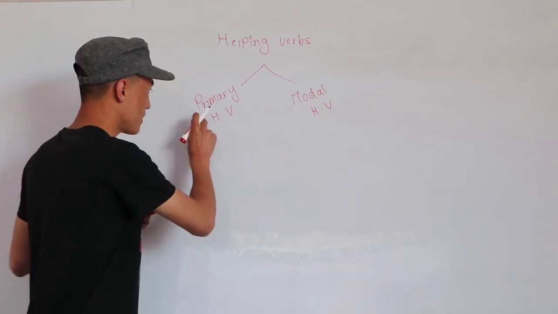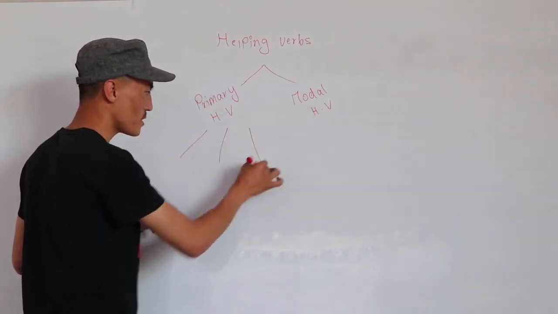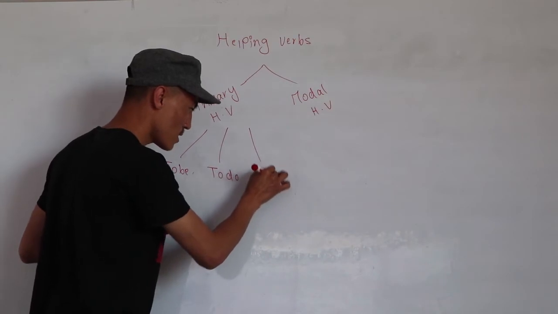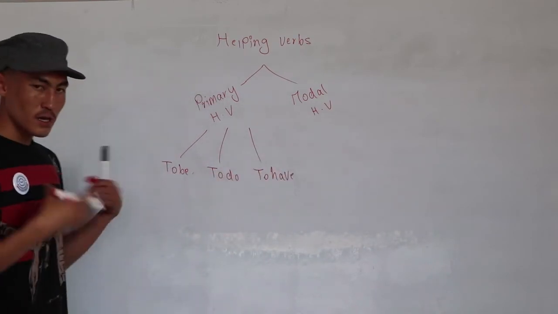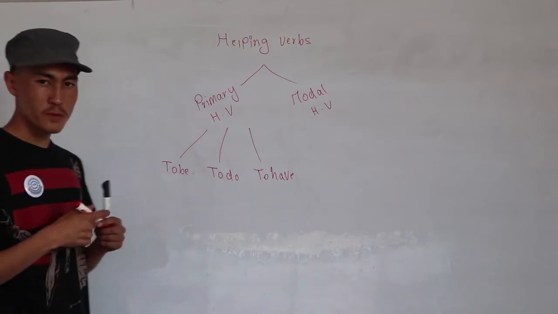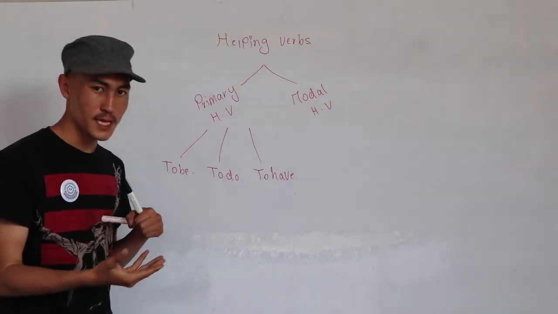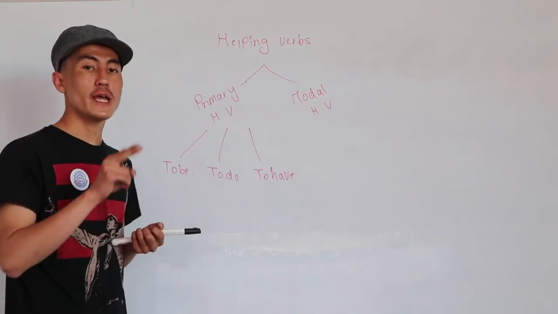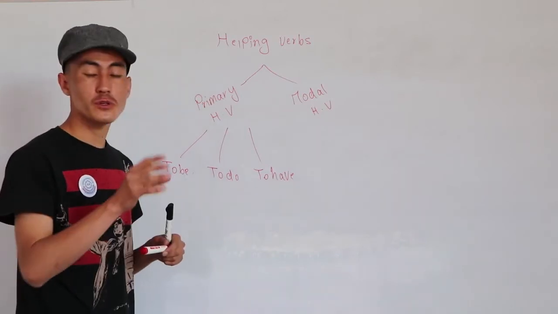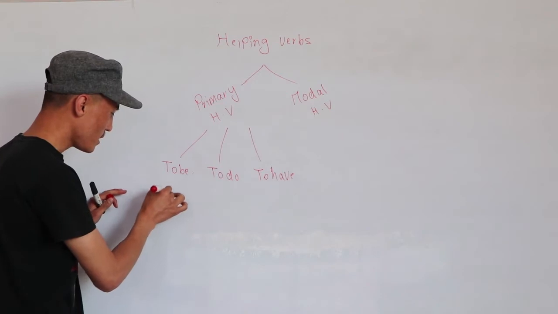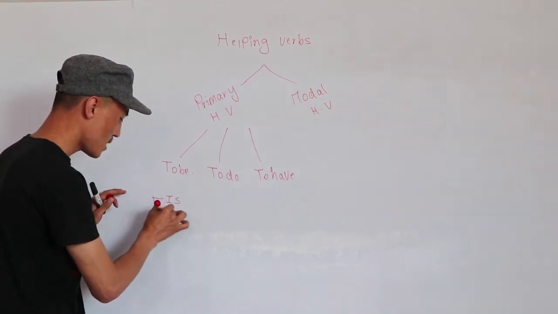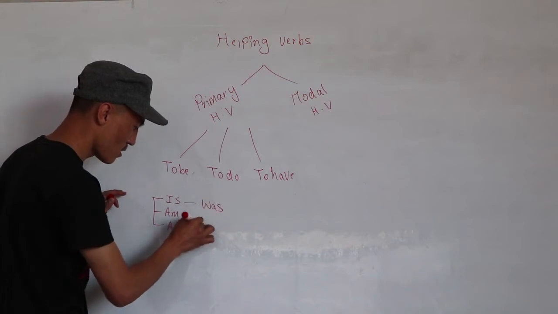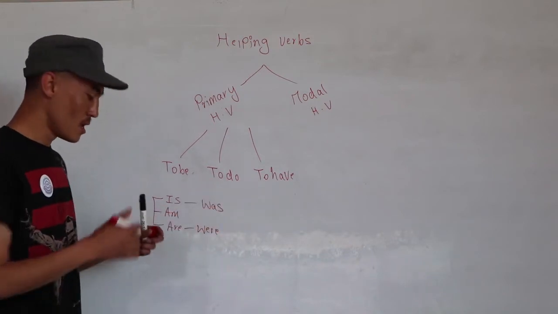So, these primary helping verbs are divided into three parts: to be, to do, and to have. Let's talk about to be. To be verbs are used to show state and being, as well as in continuous tenses, and also we use them in passive voice. Look, this to be: is, am, are. The past forms of them are was and were.